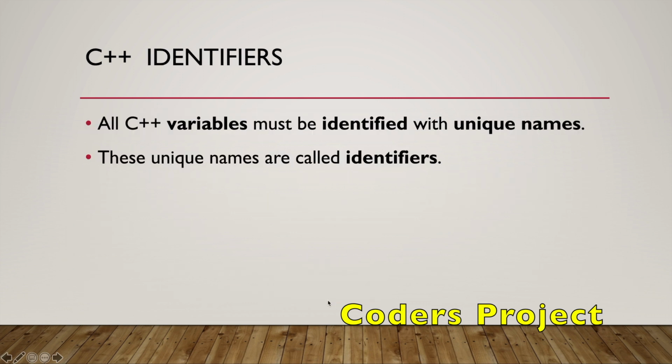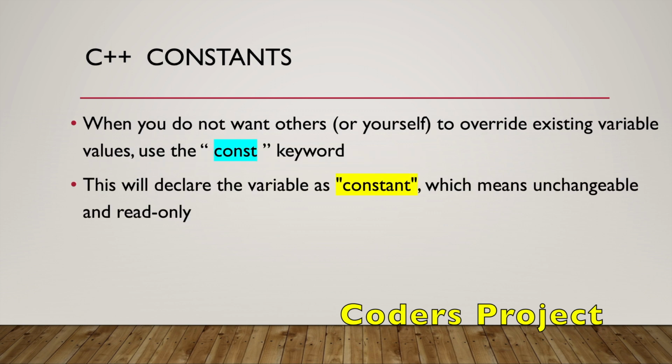So, what are C++ identifiers and why do you need them? All C++ variables must be identified with unique names. These unique names are called identifiers. So, C++ constants: when you don't want others or yourself to override existing variable values, use the constant keyword, which is const. This will declare the variables as constants, which means unchangeable and read only.